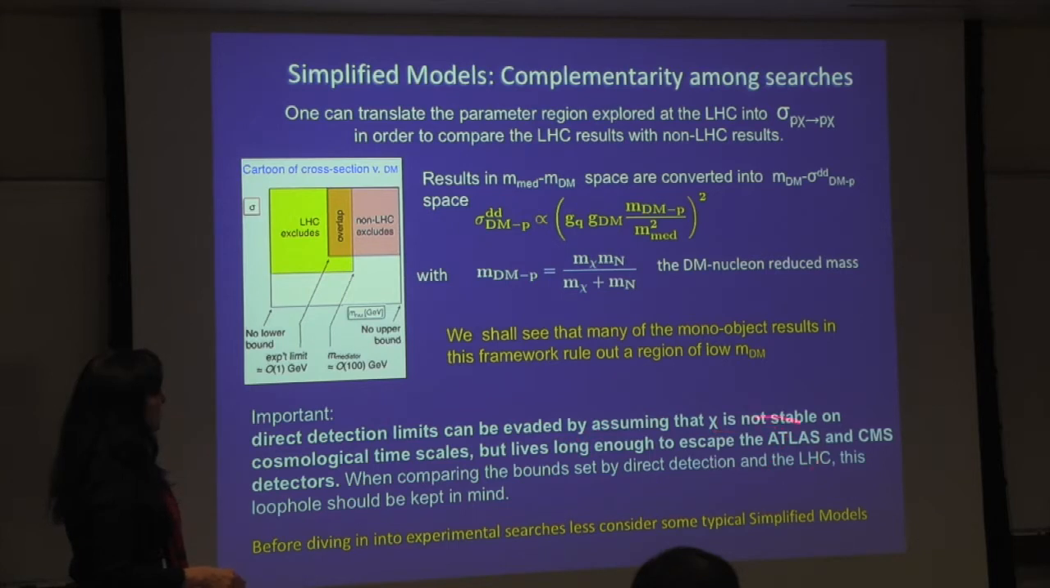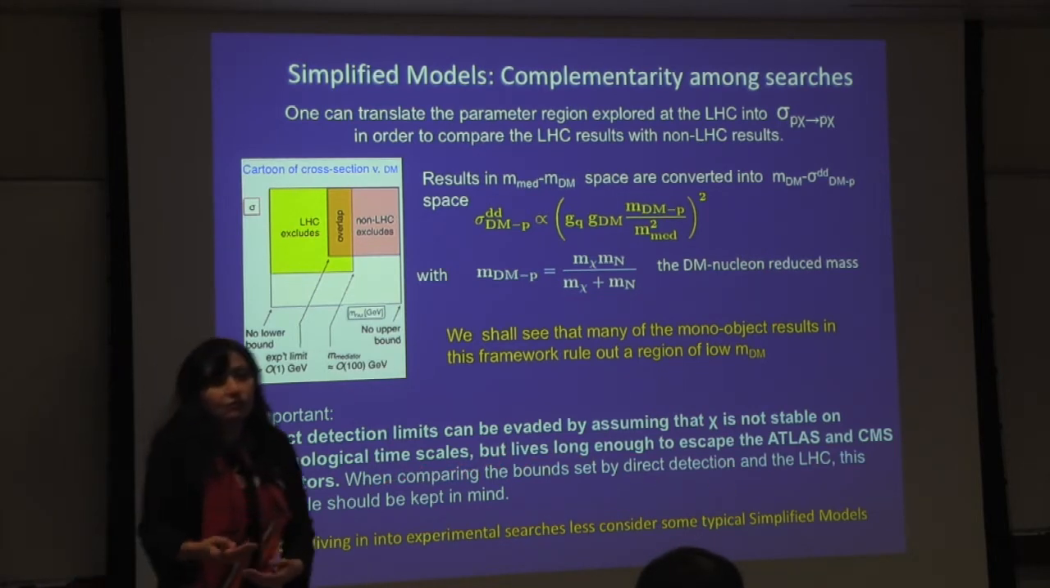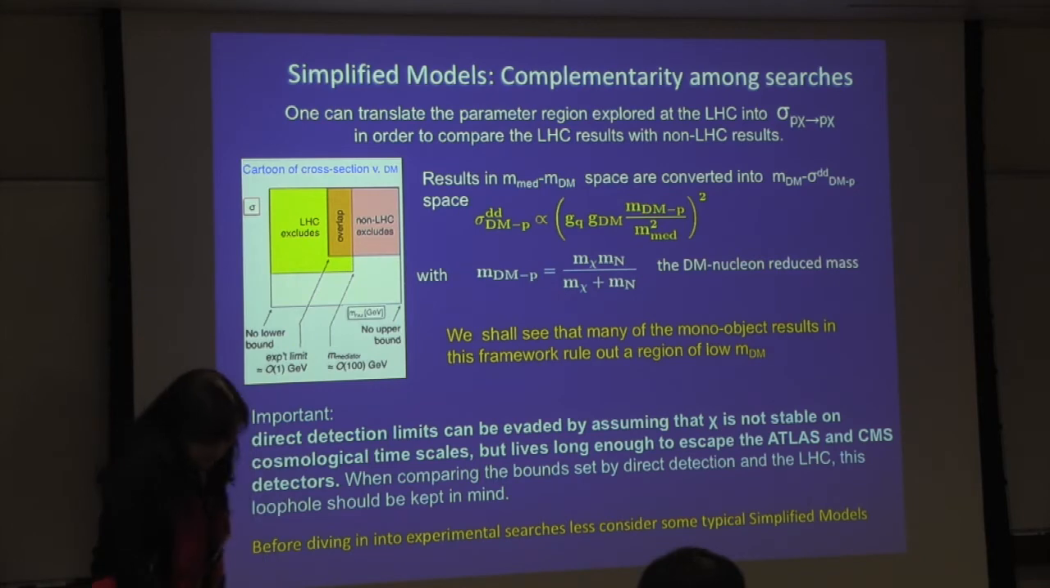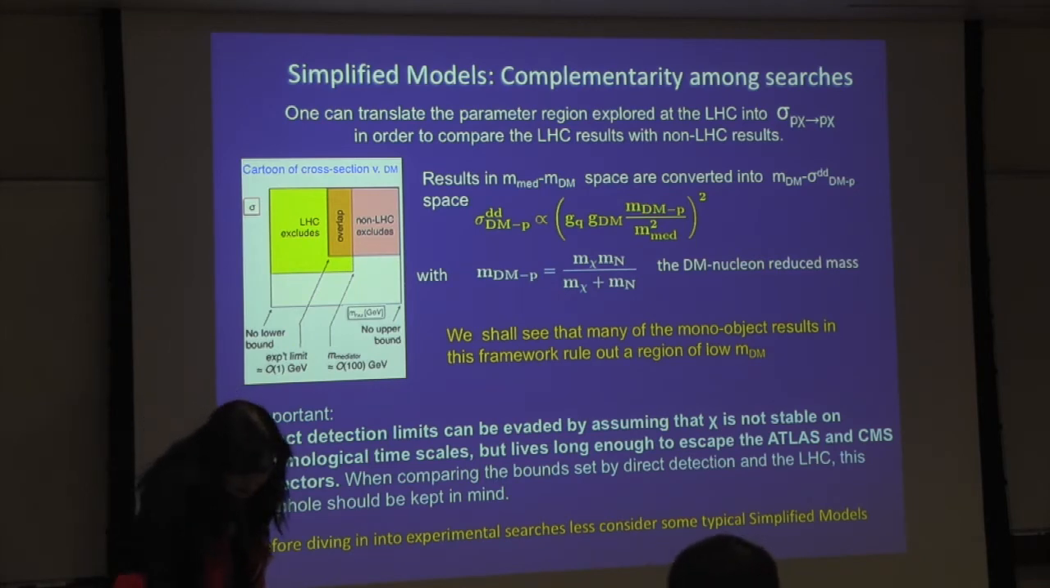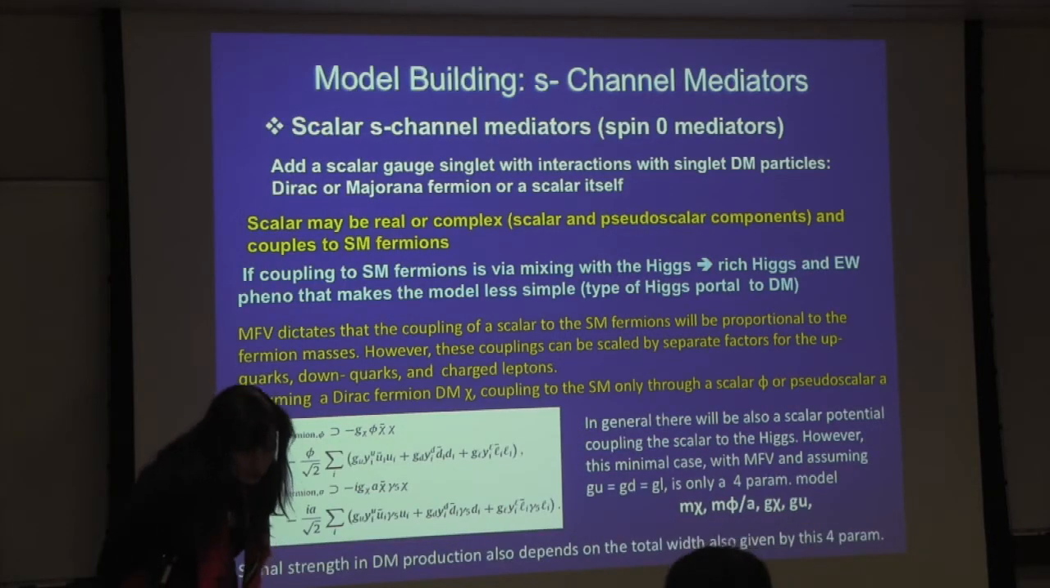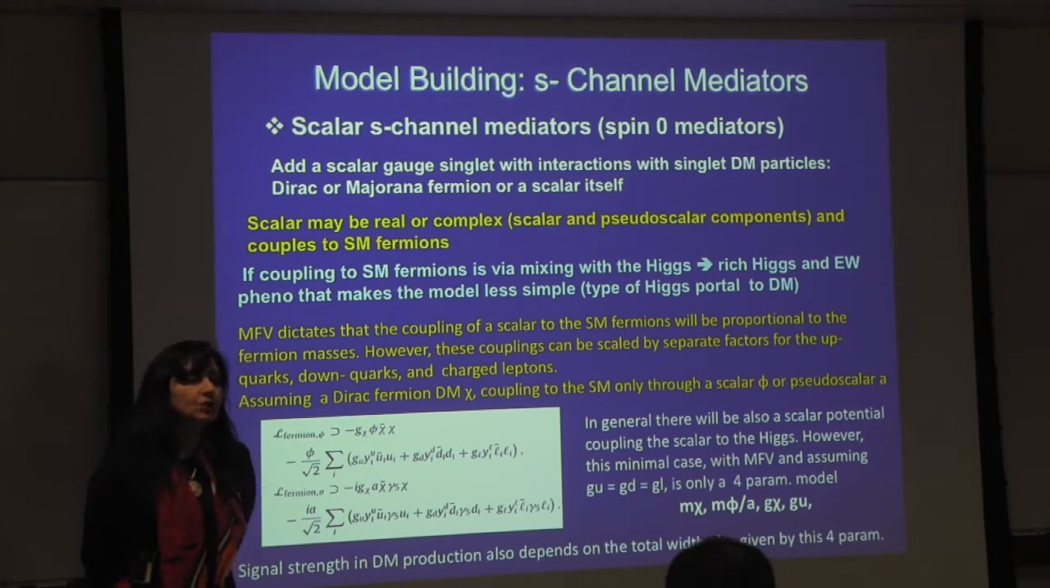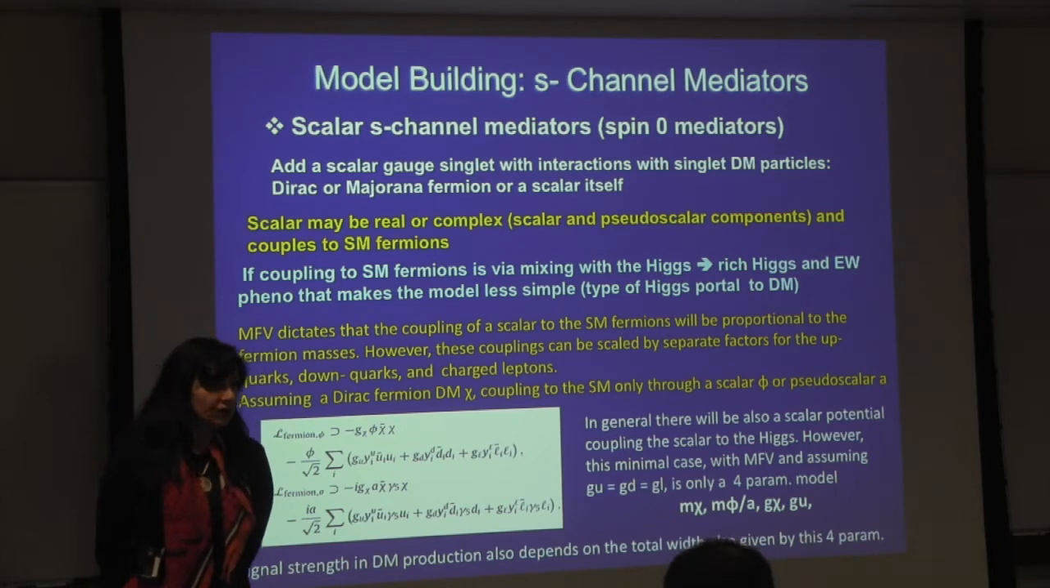Of course, as I already said, direct detection limits, as the ones that we are here, can be evaded if we assume that the dark matter is not stable on cosmological time scales, but lives enough to escape the LHC detectors. So let's look at model building, and I will talk mainly about 3 different situations.